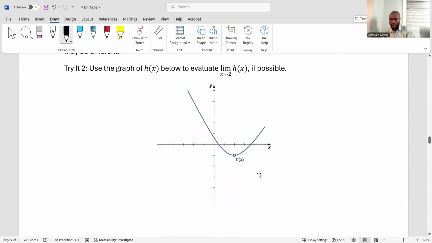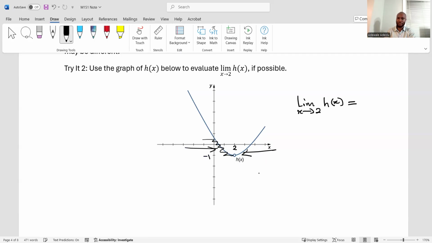So you can make sense of this problem, evaluate the limit as x goes to 2 of the function h of x. So this is 2. On this side, if you look at it, it is trying to get to -1. On this side as well, it is trying to get to -1. So we claim that the limit is -1.